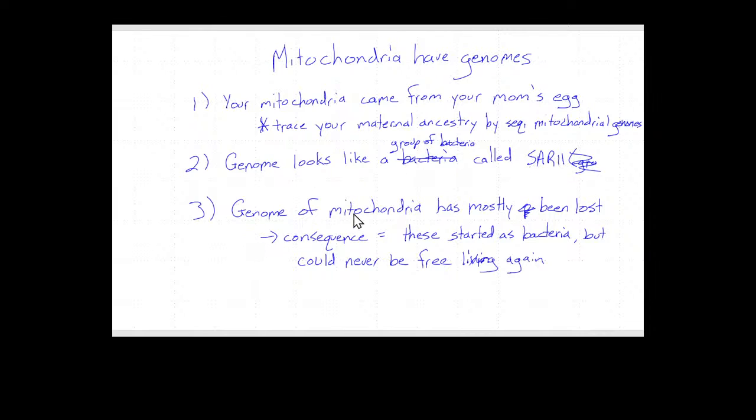And finally, the genome of the mitochondria has mostly been lost. As a consequence, these bacteria started out as free-living bacteria, but they could never be free-living again. And in class, I went off for a while on the idea that you might think that pathogens that live in your body would require more genomic information to be able to combat the immune system and sneak around the immune system.